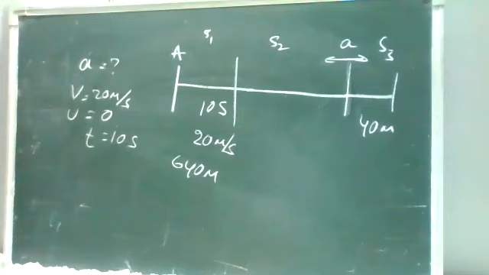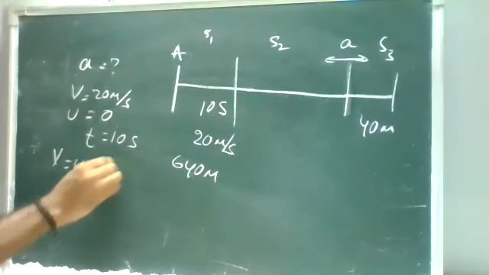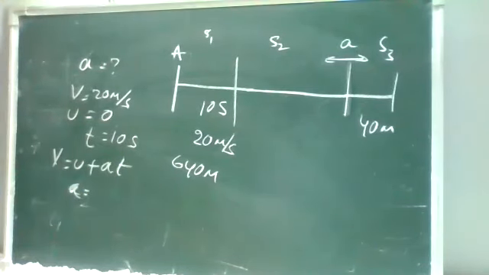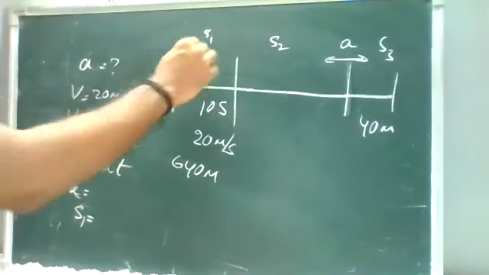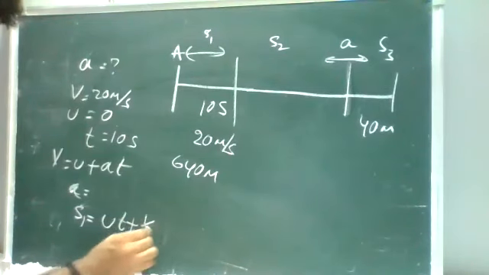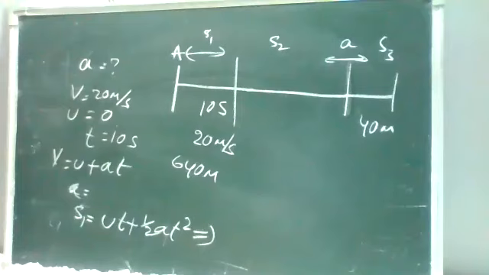From the relation v is equal to u plus at, we are going to find the acceleration first. And from the relation S1 is equal to ut plus half at square, we are going to find the displacement S1. Try to find S1 from this relation.